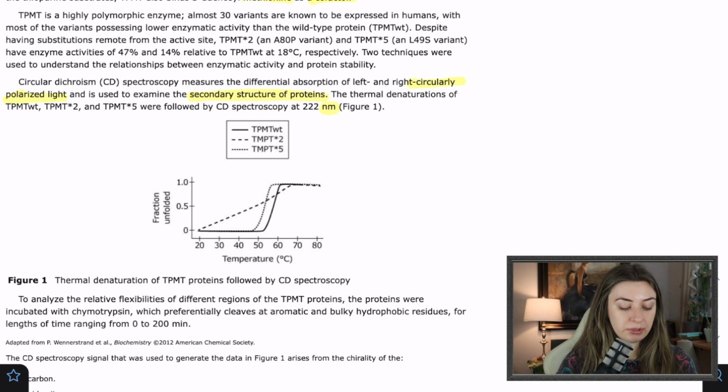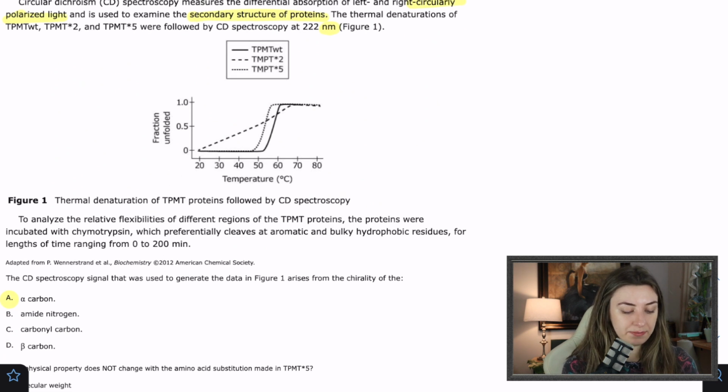So there's some units we could use. I'm going to look quickly at this figure. It says thermal denaturation of the proteins followed by CD spec. The key right here tells me that the regular line is wild type, the dashed is the 2, and the dotted is the 5. We have fraction folded increasing over here and temperature. So it looks like it's looking at stability. We see that the 5 and the wild type seem to be a little bit more stable, but wild type is the most stable because it takes more temperature to denature it.